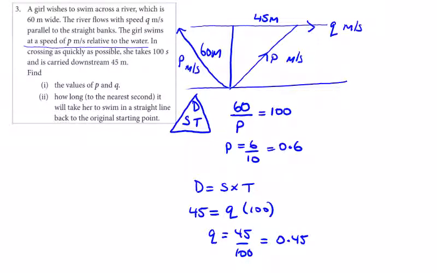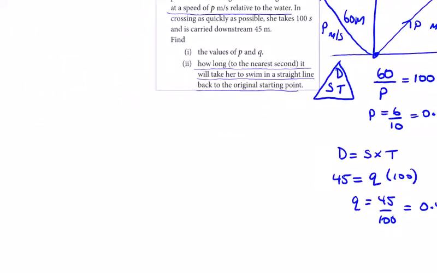So for the second part, let's have a look here. How long will it take her to swim back to the original starting point? So if we imagine she's here, she has to get back to here, which is 45 meters upstream because she landed downstream. So if we change our diagram around, she's here, she has to finish 45 meters upstream. So she's going to need to go out in this direction a little bit.